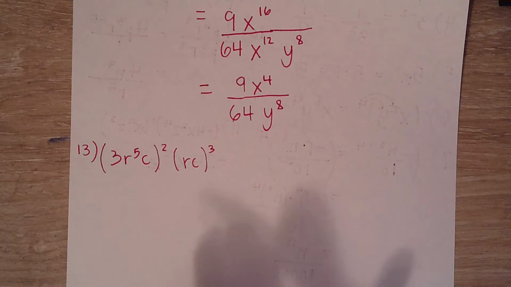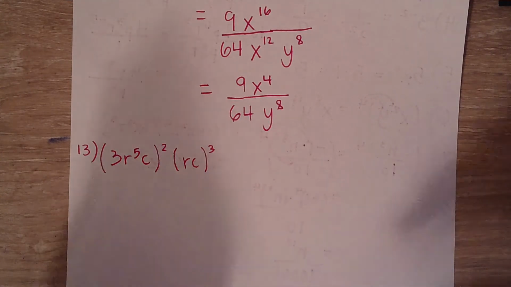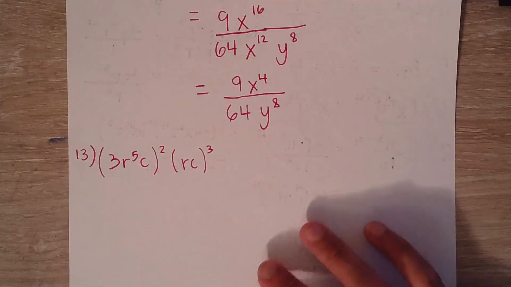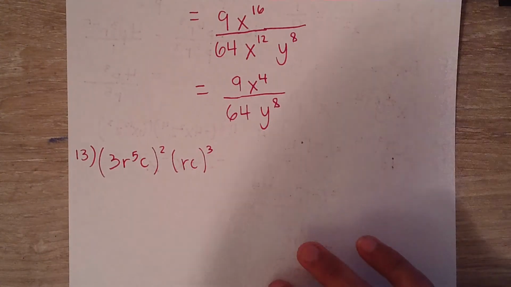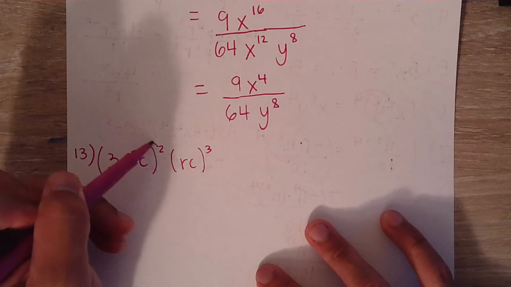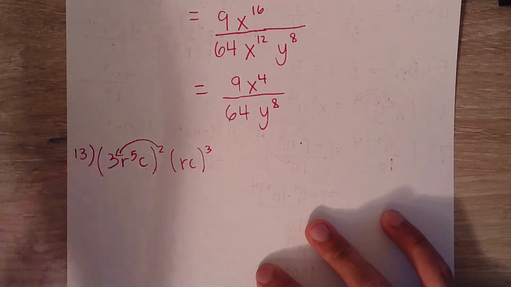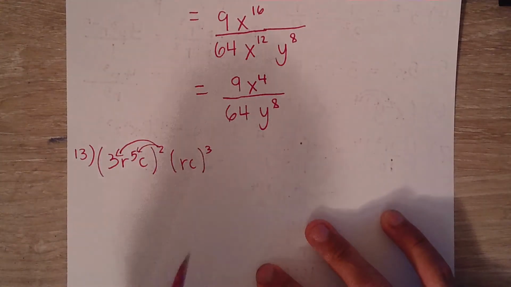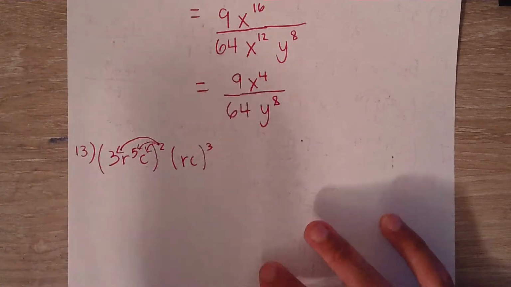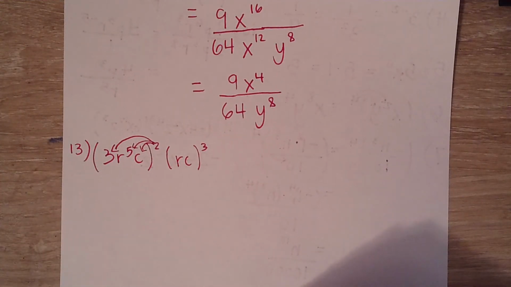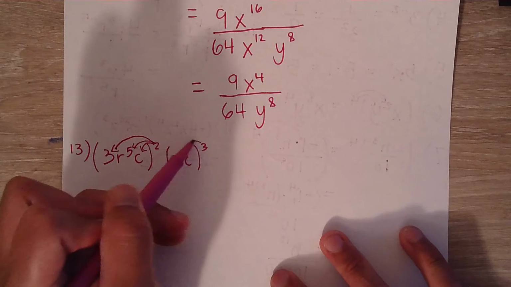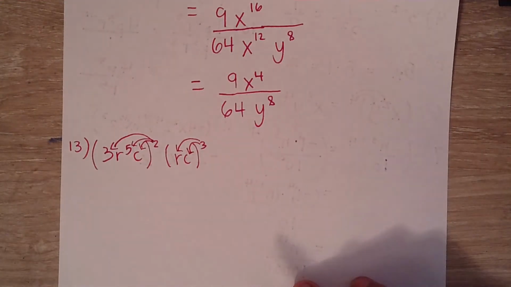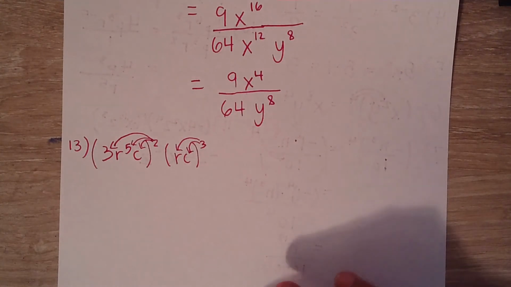All right, question number 13. Sort of the same concept, right? We have all of this being raised to the 2nd power, so we have to distribute that. On the test, a very common mistake is forgetting to distribute that 2 to the 3. So don't forget that. Distribute this 2 to the 5th power, and think of distributing that 2 to the 1st power. Then you can think of this 3 being distributed as well to that r and to that c. All right, so let's write that out.